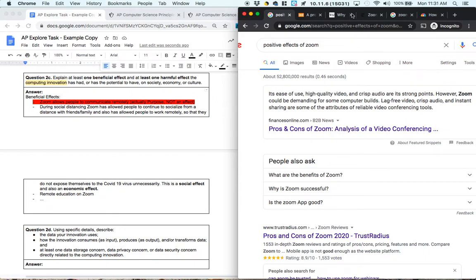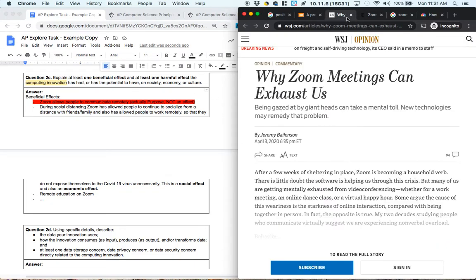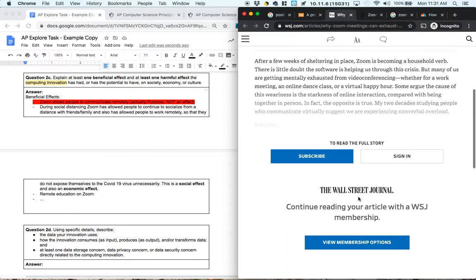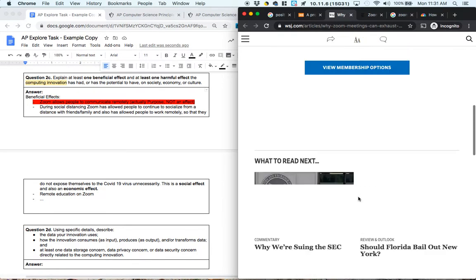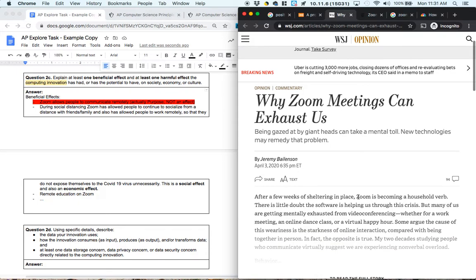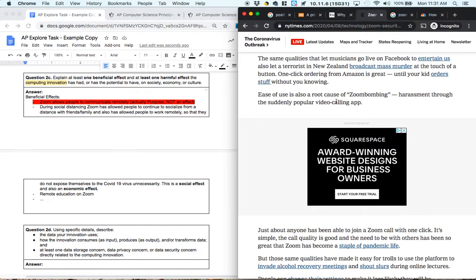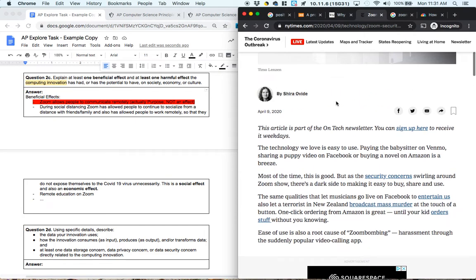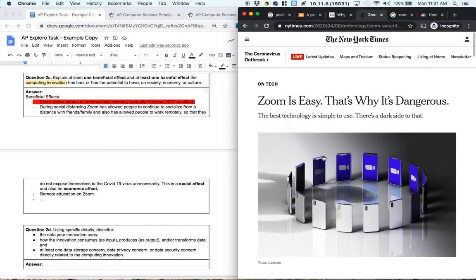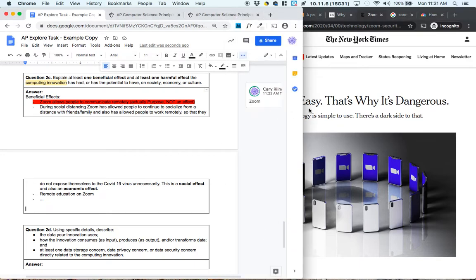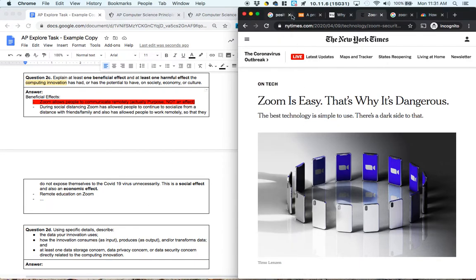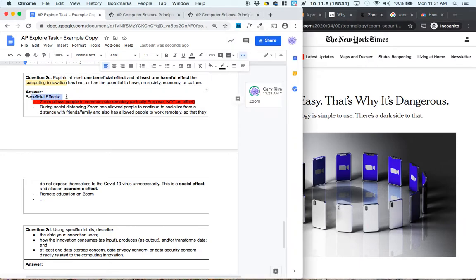And then you can go through those and read them. Sometimes you'll need to log in to things, like here for this one, the Wall Street Journal wanted me to log in. If you don't have a login for these things, you can try to find different sources. I found a couple. I found one from the New York Times that was really helpful, and that ended up being a danger one, a danger of Zoom. But you can just go through and read some of the articles and try to pick out, as you read those articles, what some of the beneficial effects are.